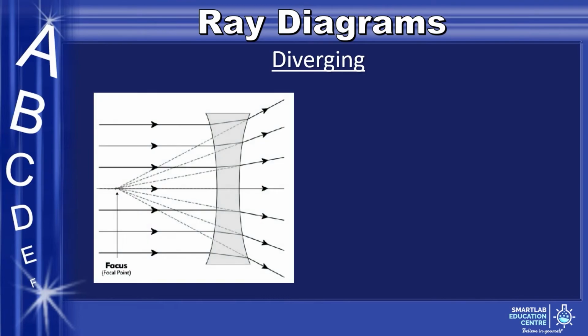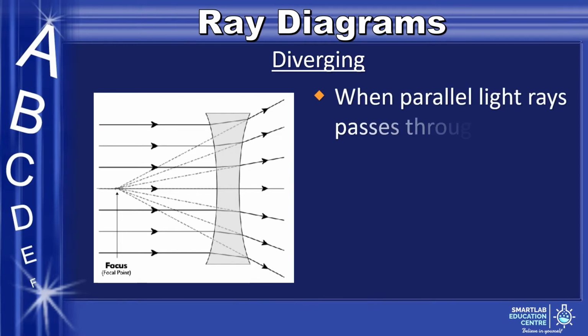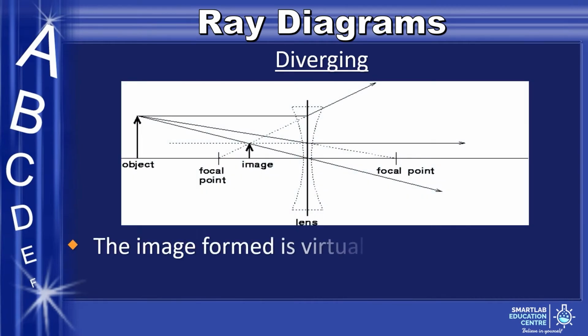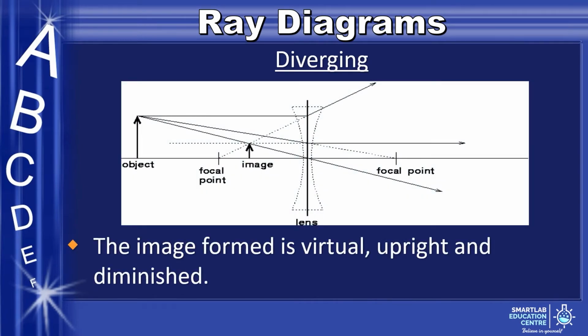Here we have a ray diagram of a diverging lens. You will not be required to know how to draw a diverging lens, but you are required to know that when parallel light rays pass through the lens, the light rays will be diverged as shown in the ray diagram, where the lines of the light rays converge behind the lens. As a result, with the diagram shown, this results in the image formed to be virtual, upright, and diminished.